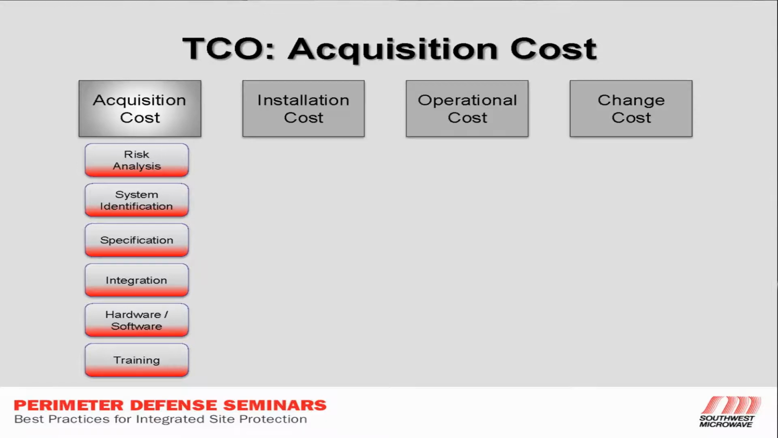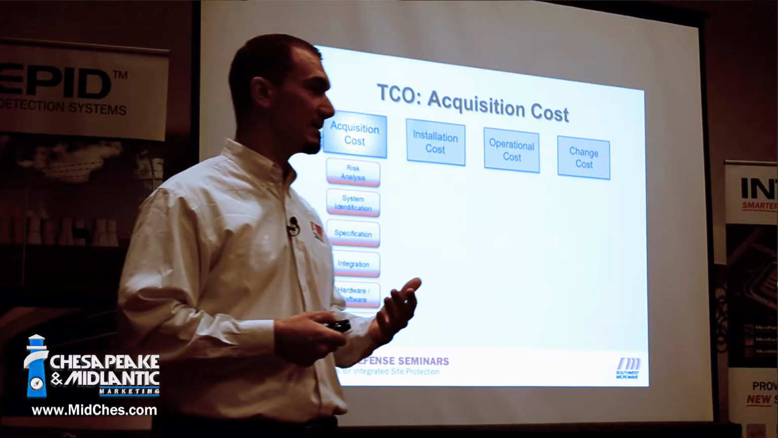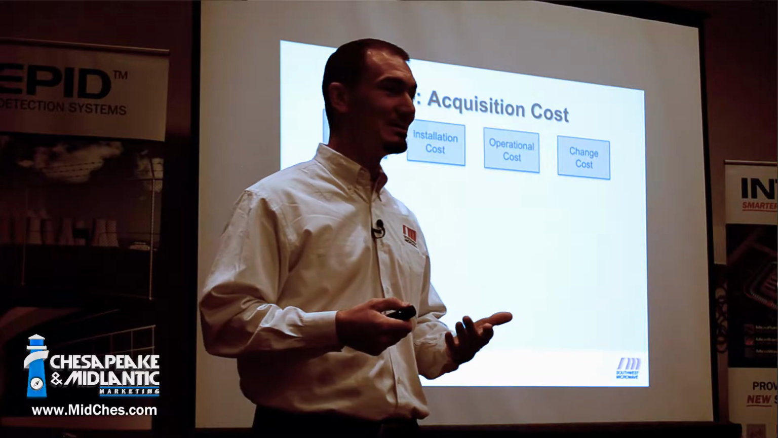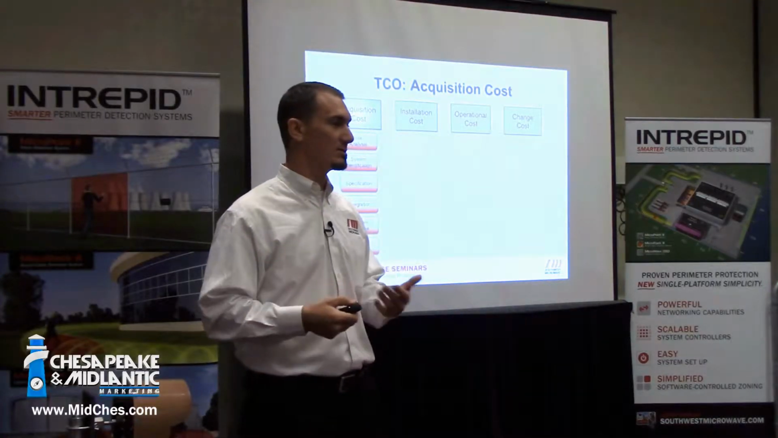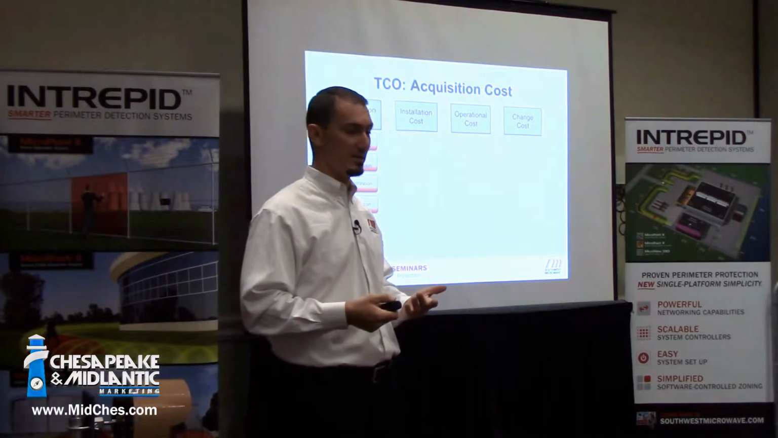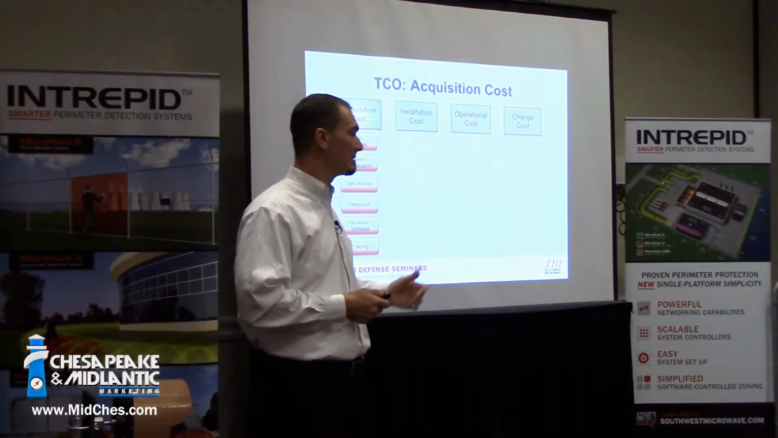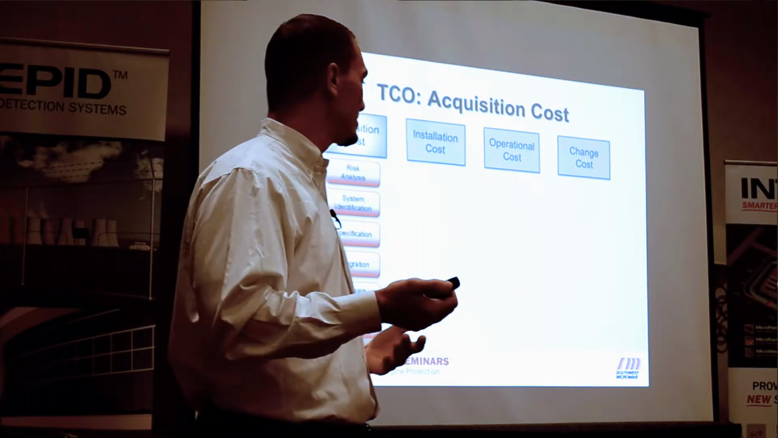System identification between different products, specifying that. Sometimes, if you're getting a spec writer to come in and write a spec for you, that's not cheap, and it's certainly not free. So those are all costs that are associated. Some of you might be able to write your own specifications, and you might charge a customer to do that. The integration cost is what it would take to integrate what you've got with what you're bringing on, or what you've got with what you're changing to.